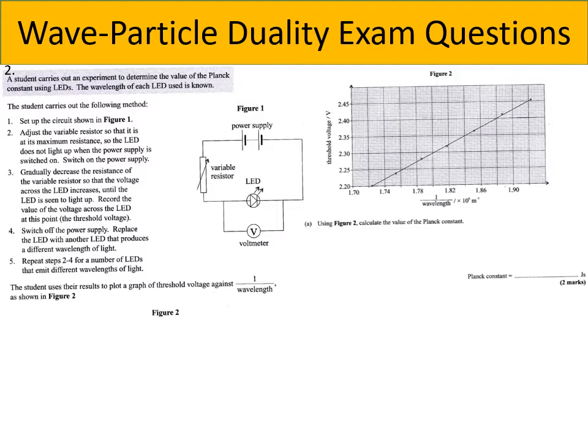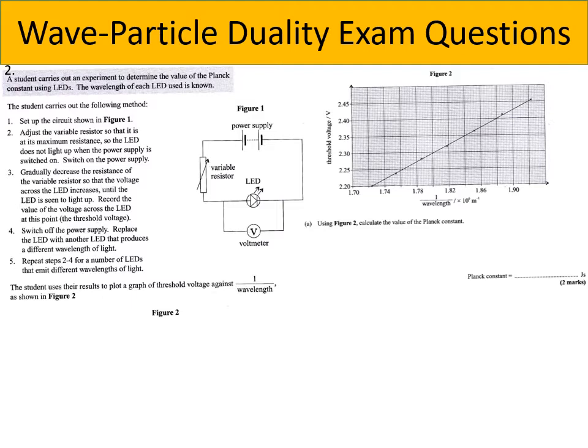The student uses their results to plot a graph of threshold voltage against 1 over the wavelength as shown in figure 2. So the graph is plotted and we have to calculate Planck's constant. Okay, so there we have a question that incorporates previous knowledge, where we did an experiment earlier on in this unit estimating Planck's constant using LEDs.